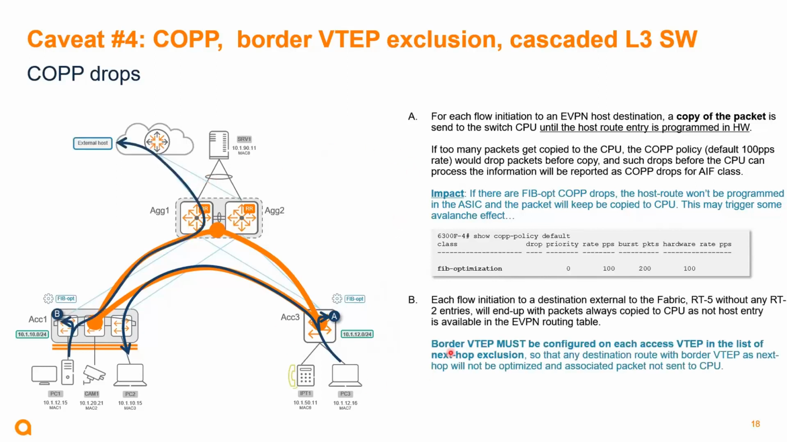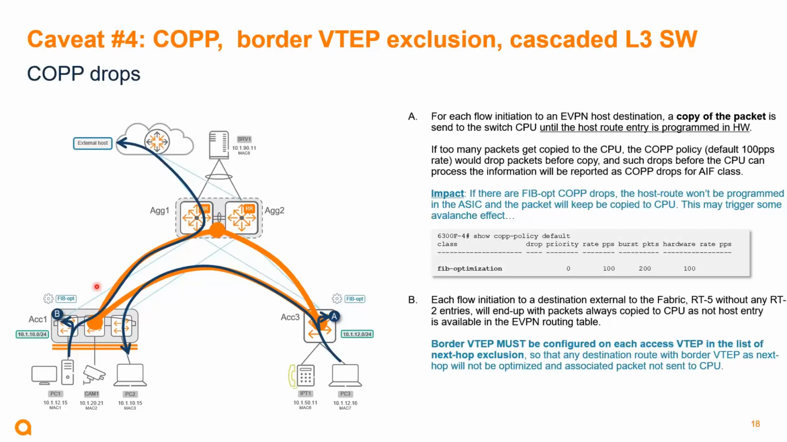Next is what I talked about already: what about an external destination? If there is a flow initiated to a destination that is external to the fabric, there is no type 2, only type 5. It will end up with the packet already copied to the CPU, and that will never end, right? So we need to make sure that the border VTEP must not be configured on access VTEP, and for that we have an exclusion command. We'll see that in the configuration of the command.